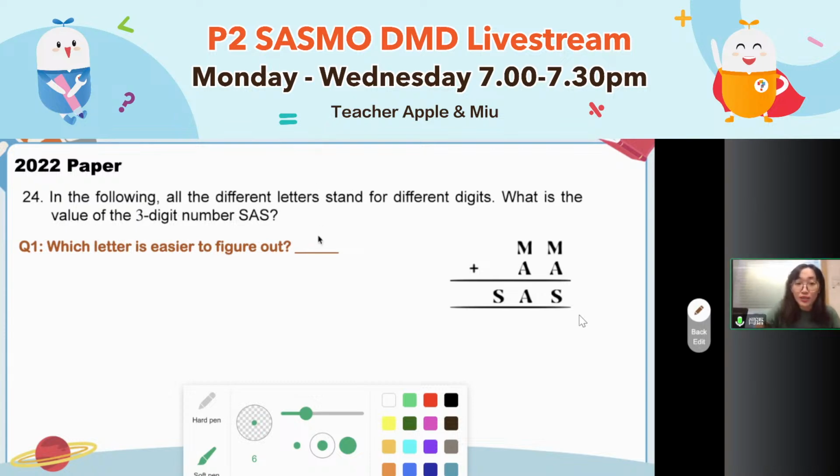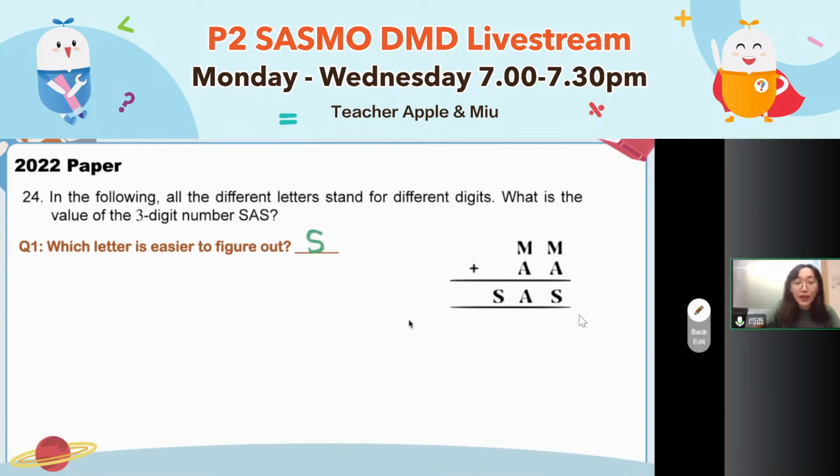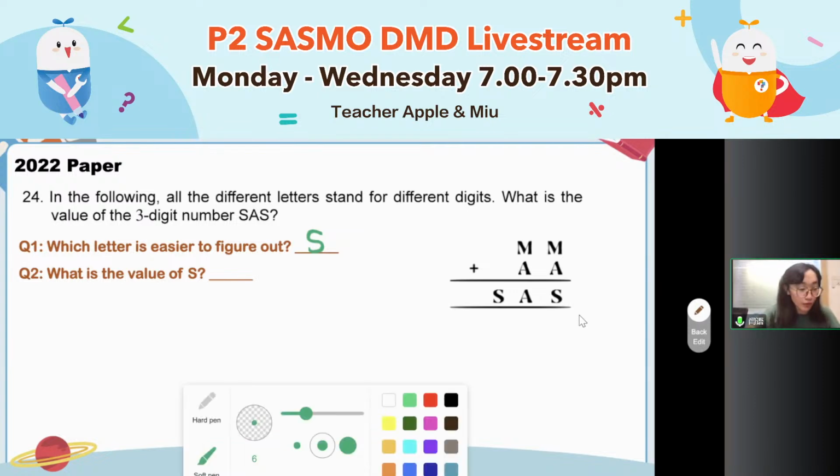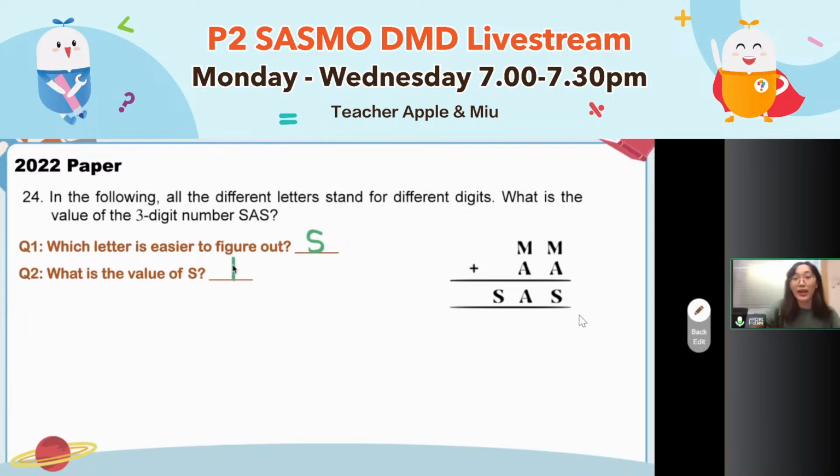Yes, correct. It should be S, right? Why? Because here you see that above S, can you see any digit here? No. So what is the value of S? Yes, just now Teacher Apple told you. If there is nothing above it, so actually what is the value of it? Correct. The value should be 1, okay?